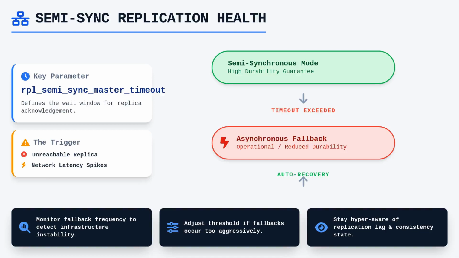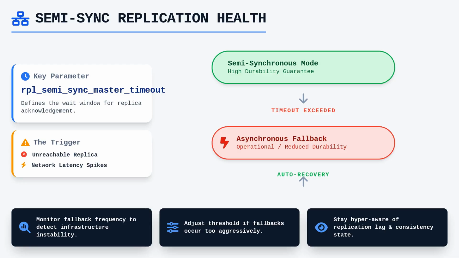Managing the health of these connections requires careful attention to the rpl_semi_sync_master_timeout threshold, which defines how long the primary will wait for an acknowledgement before timing out. If the replica becomes unreachable, or the network latency spikes beyond this duration, the primary will automatically fall back to standard asynchronous replication to keep the system operational. This fallback mechanism ensures that your application is not blocked indefinitely due to a network partition, but you must be aware that you are effectively operating without the desired durability guarantee during this period.